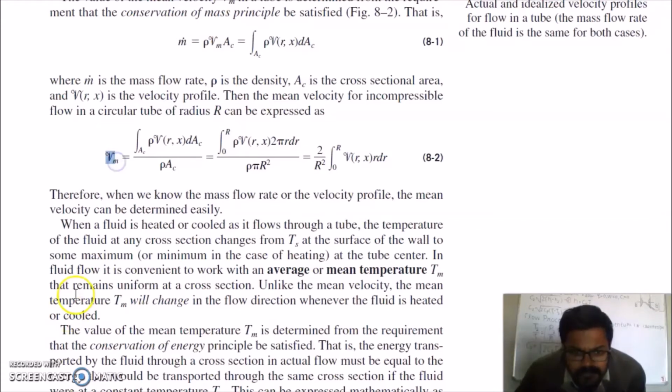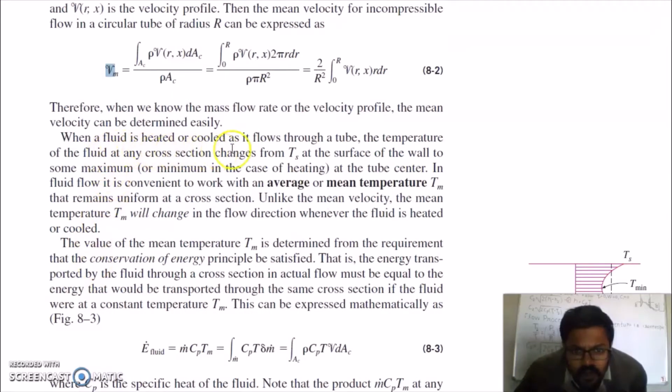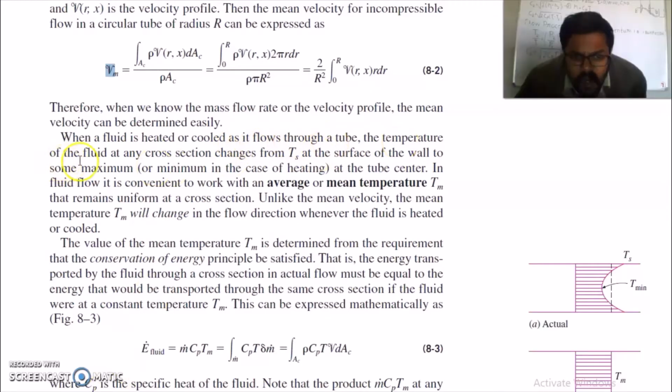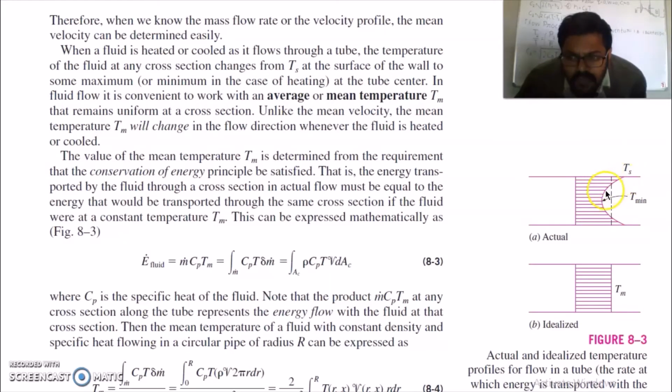When a fluid is heated or cooled as it flows through a tube, the temperature of the fluid at any cross section changes from Ts at the surface, which is the temperature of the wall, to the minimum in the case of heating at the center. This is the minimum temperature at the center in the case of heating, when Ts is more than this temperature. In fluid flow, it is convenient to work with the average mean temperature. So we will replace this varying temperature with Tm, the average mean temperature, that remains uniform at the cross section.